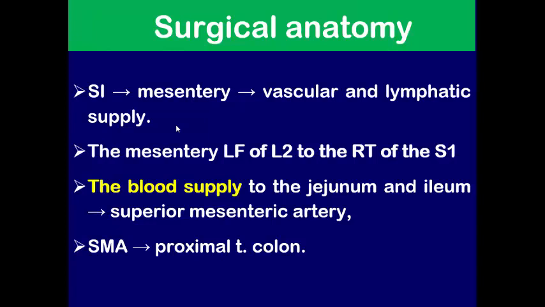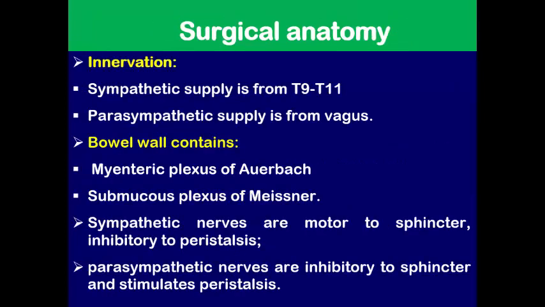The sympathetic supply is from T10 to T12, and the parasympathetic supply is from the vagus. Both pass through the celiac and superior mesenteric plexus. The bowel wall contains the myenteric plexus of Auerbach that lies between the circular and longitudinal muscle coats, and also contains the submucous plexus of Meissner. Sympathetic nerves are motor to sphincters and inhibitory to peristalsis, while parasympathetic nerves are inhibitory to sphincters and stimulate peristalsis.